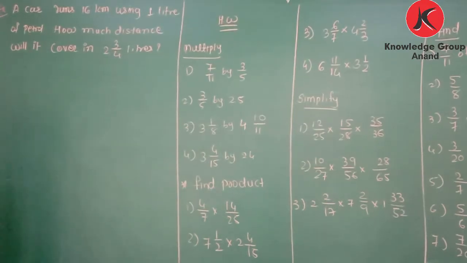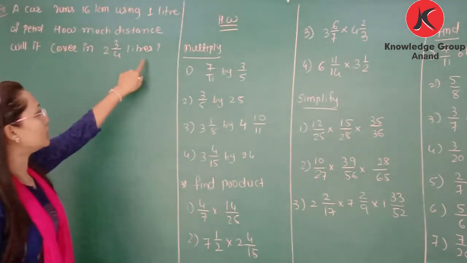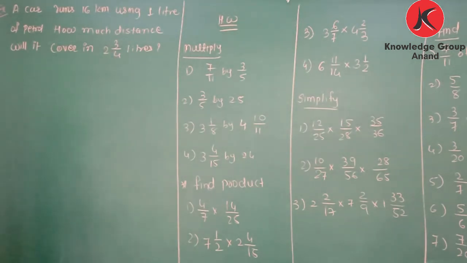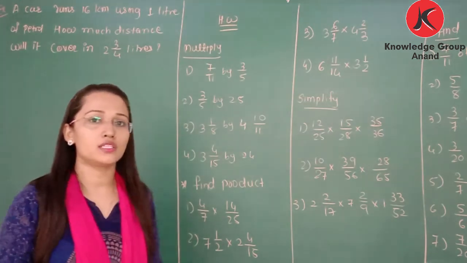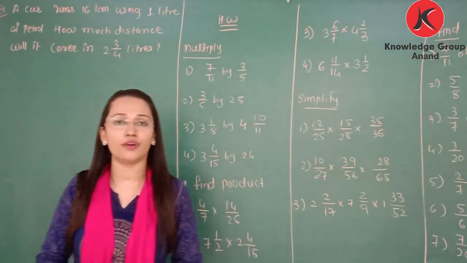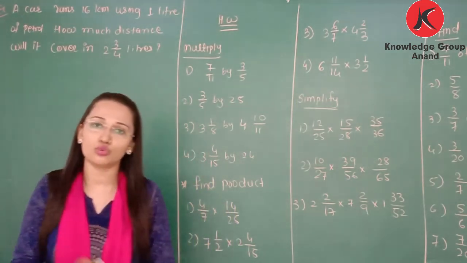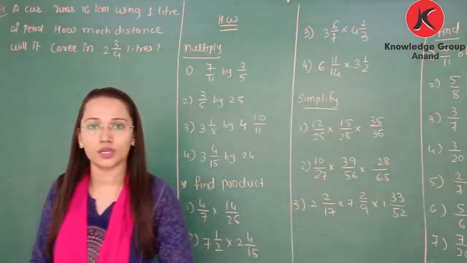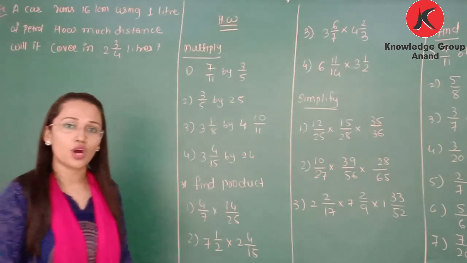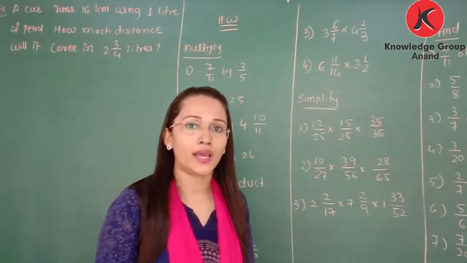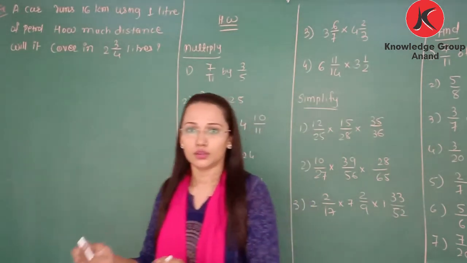Now let's take one more example. A car runs 16 km using 1 liter of petrol. How much distance will it cover in 2 3 by 4 liters? Okay, so car runs 16 km in 1 liter. So if we take a simple example, in 1 liter if car can cover 20 km, so in 2 liter car can cover 40 km, in 3 liter car can cover 60 kilometers. Means what we are doing? We are multiplying the kilometer with the liter.